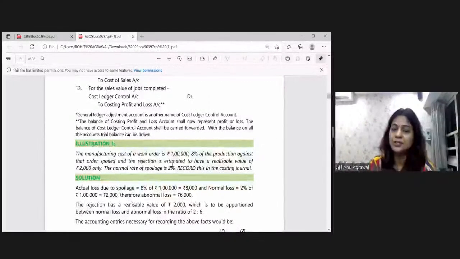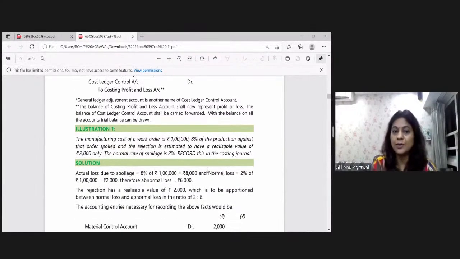The manufacturing cost of a work order, look at this illustration, is 1 lakh. 8% of the production against that order is spoiled, and rejection is estimated to have a realizable value of 2,000 only. Normal rate of spoilage is 2%. Now, how do I record this? The acceptable limit is only 2%, but the spoilage was 8%. So the 2% spoilage, which is acceptable, the cost of it will be borne by the good units. But the 6%, which is not acceptable, will go into costing period account.